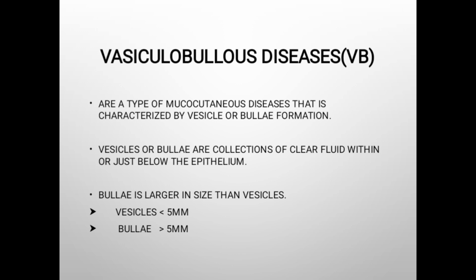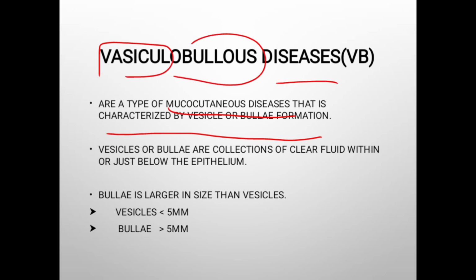Okay, so what are the vesiculobullous diseases? It is basically a mucocutaneous disease that is characterized by vesicle formation or bulla formation. In their name, you know the definition. Either vesicles are formed or bullae are formed in this disease actually. Basically these are the collection of clear fluid within or just below the epithelium. The fluid accumulates either within the epithelium, that is intra, or below the epithelium, subepithelium.